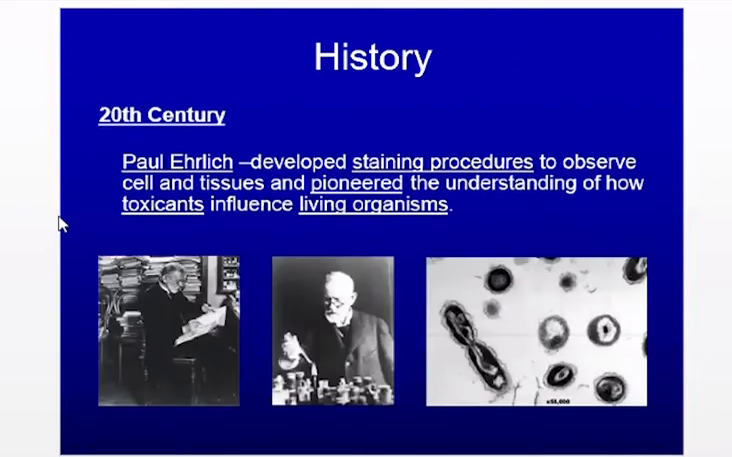By the 19th and 20th century, there was a gentleman called Paul Ehrlich. He used laboratory evidence to show how toxicants actually work. He developed a staining procedure to observe cells and tissues, and pioneered the understanding of how toxicants influence living organisms. Through laboratory procedures, he was able to demonstrate at cell level and tissue level how poisons actually affect living tissues.